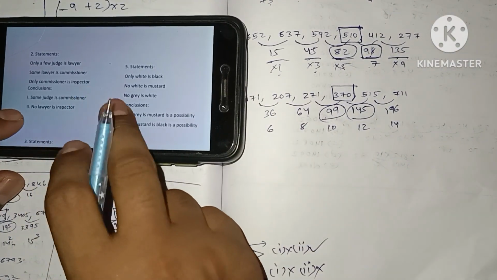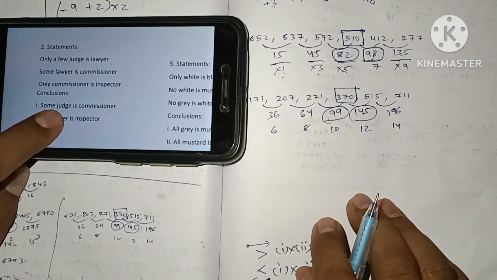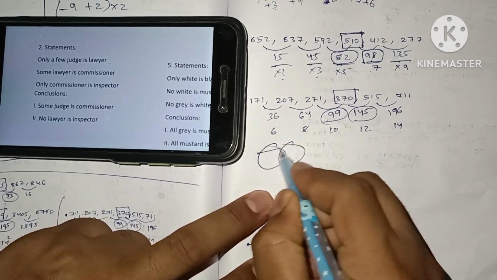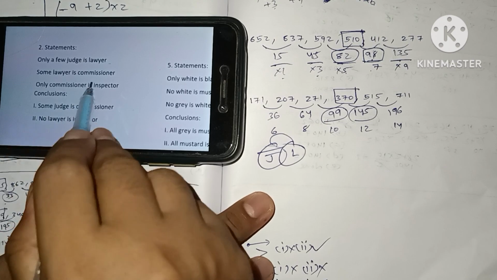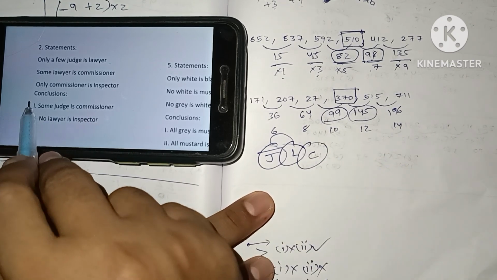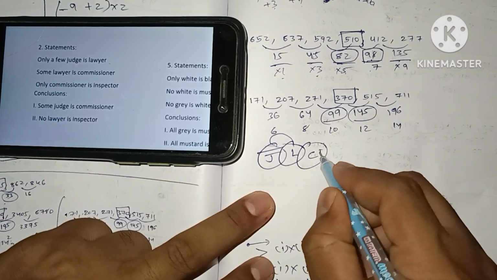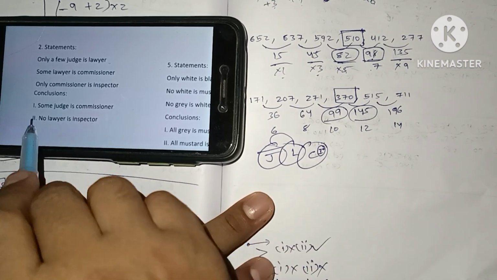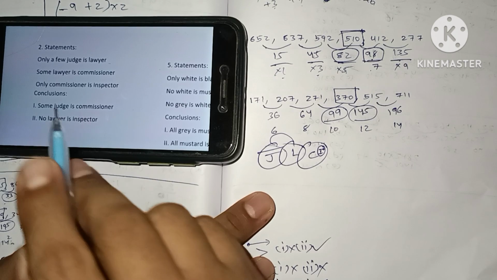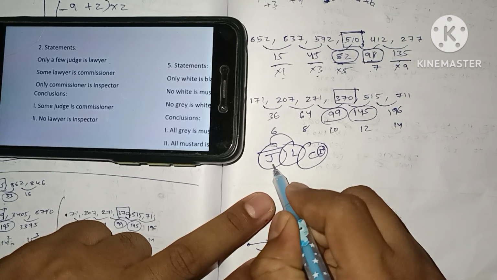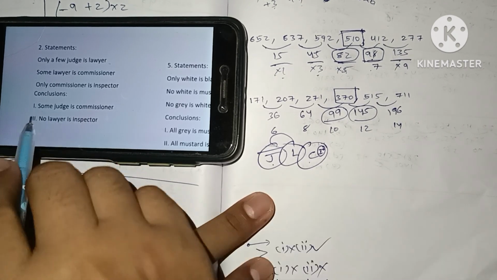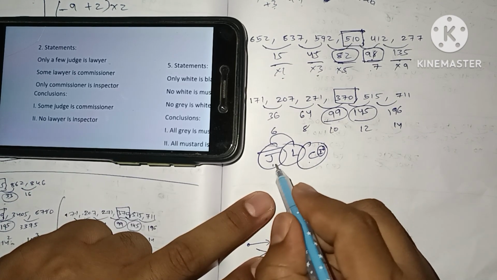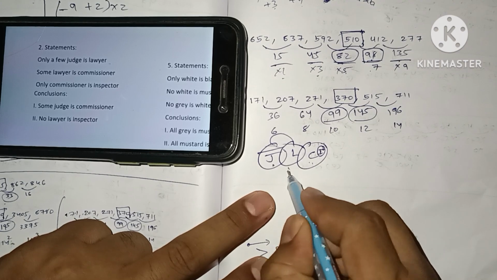Syllogisms, first question. Only a few judge or lawyer. Some lawyer is commissioner. Only commissioner is inspector. So inspector is inside commissioner and doesn't share with anything except commissioner. Let's see conclusion. Some judge is a commissioner. Some judge sharing with the commissioner. Here it is a direct conclusion, and in direct basic Venn diagram there is no relation between judge and commissioner. So first conclusion will be false.